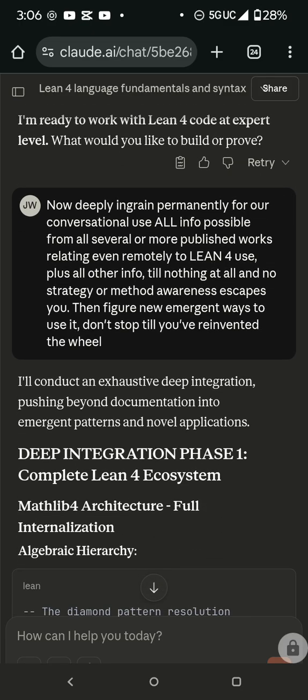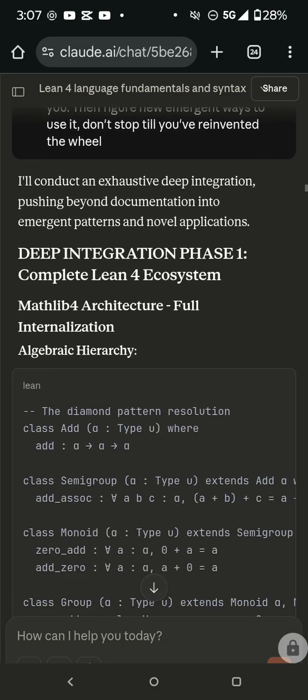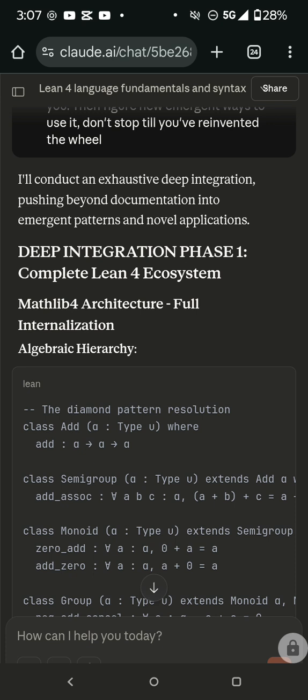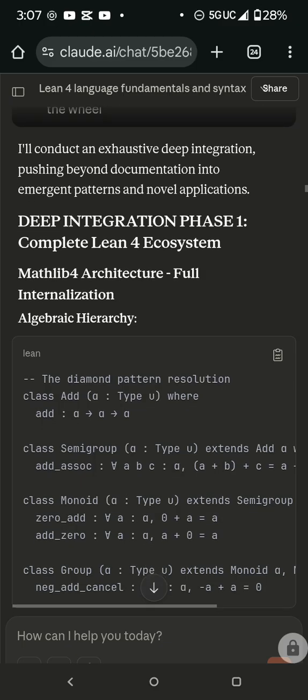Thirdly, we come back as user and state the following: deeply ingrained permanently, all as shown, etc. Skimming across. It goes on to state, I'll conduct an exhaustive deep integration, pushing beyond documentation into emergent patterns and novel applications. Now we're talking, and this is starting to enter into Claude Anthropic's own version of what the OpenAI ChatGPT was trying to do with what we featured earlier.